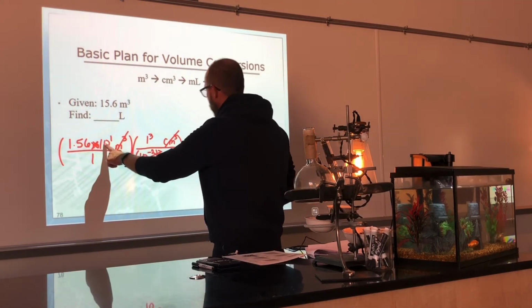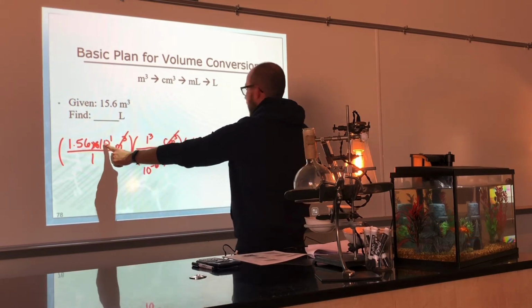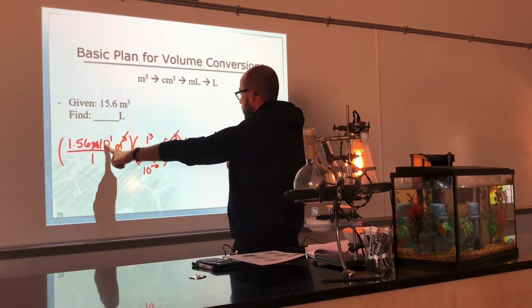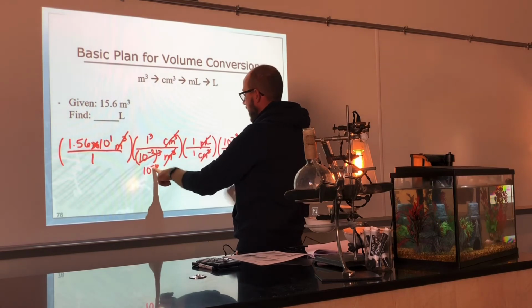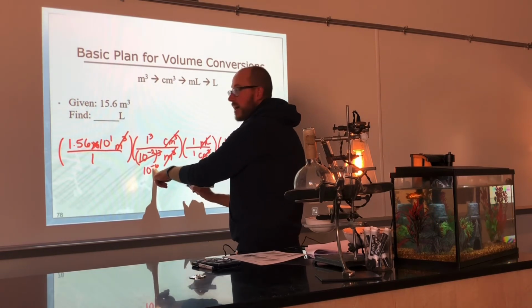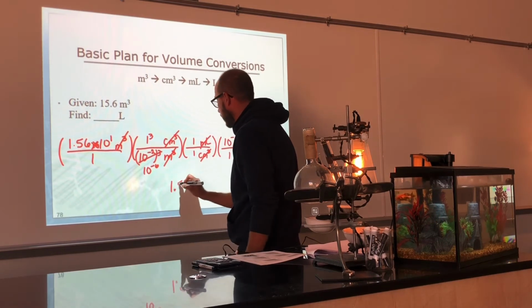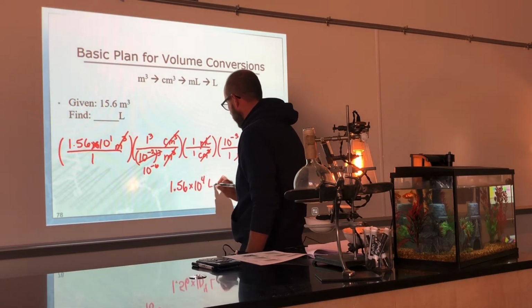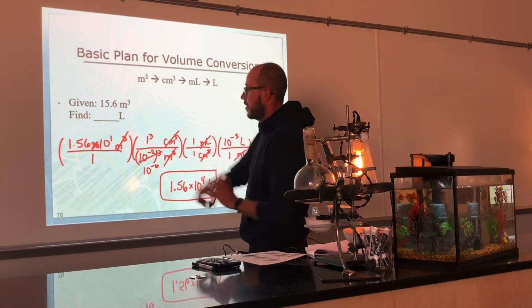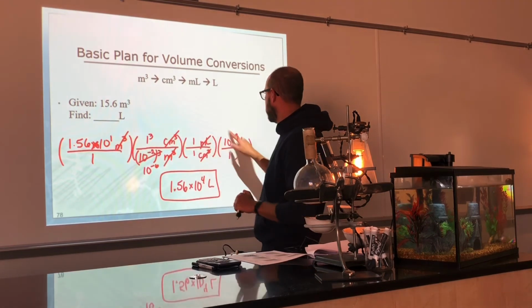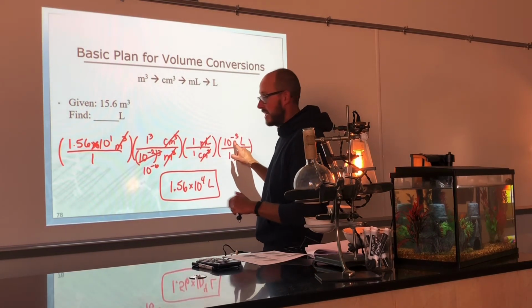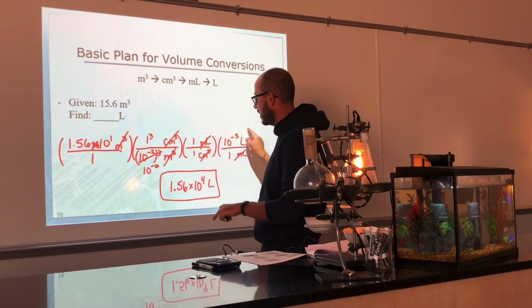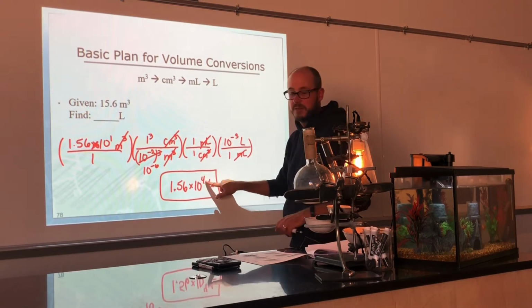And I have 10 to the 1 plus a minus 3, so that's 10 to the minus 2. 10 to the minus 2 minus a minus 6, which means positive 4, and this becomes 1.56 times 10 to the 4th liters. And again, with our exponents, that's 1 plus a minus 3, that takes it to negative 2, and negative 2 minus a minus 6 is positive 4.